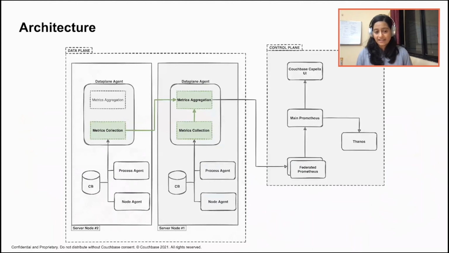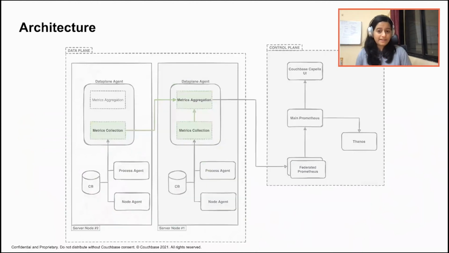So the metrics aggregator happens at the node level, but it will aggregate metrics for all the 5 nodes for the Couchbase cluster. So for example, if for server node 1 the metrics aggregation logic gets executed, server node 1 will aggregate metrics from all the other servers as well as itself. It will aggregate metrics from all the nodes, which are then sent to the control plane.